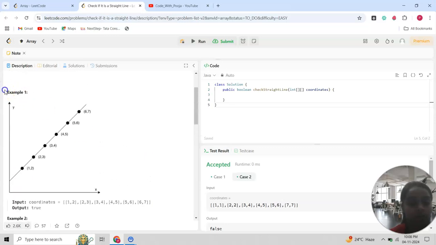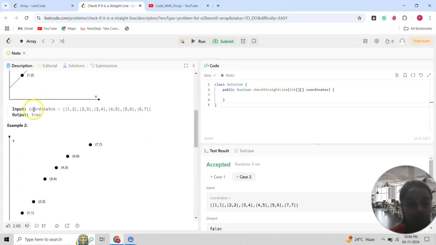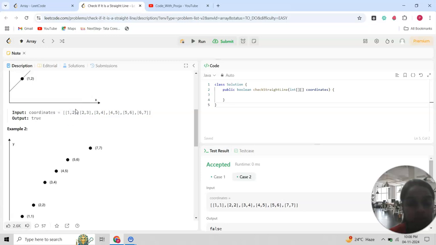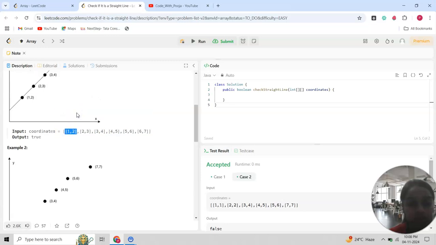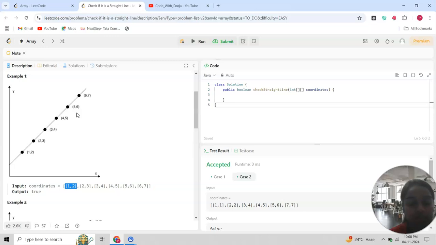So we have to check what we have been given. Continuing with example one, we saw that there is a coordinates array, and the array at a particular i has two values, x and y. So what we have to check is whether the coordinates represent a straight line or not.